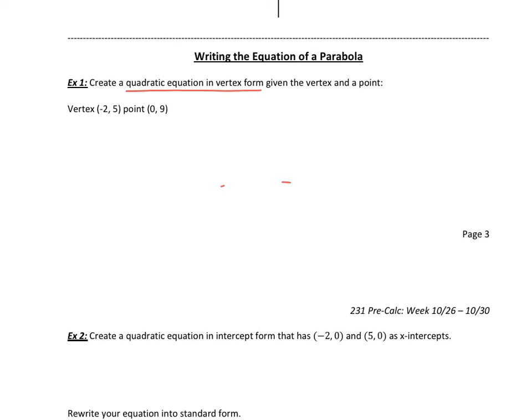So we have y equals a times (x minus h) squared plus k. Okay, that's what I want. And in order to get this equation, all I need to figure out is what a is, and I need to figure out what the vertex is. Now, the vertex, they already give me, it's (negative 2, 5), so I can already plug that in, right?